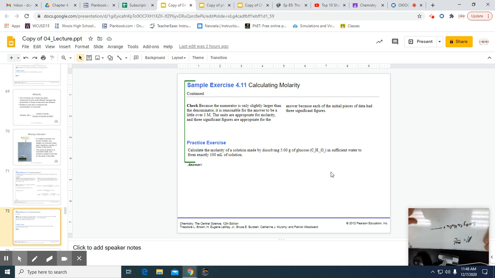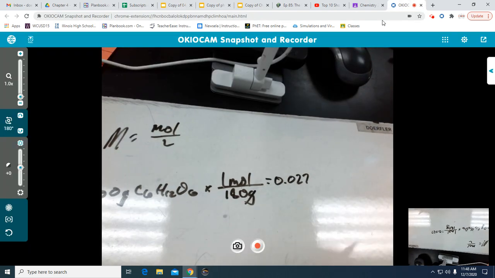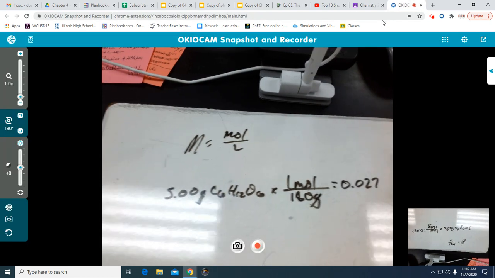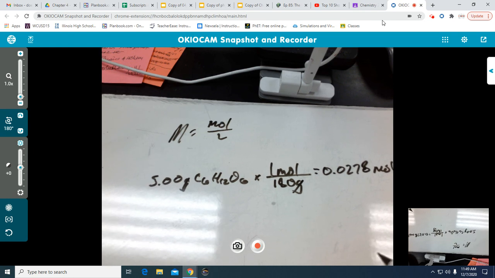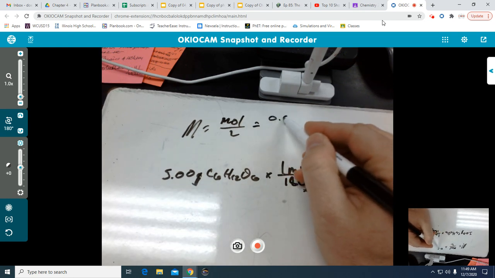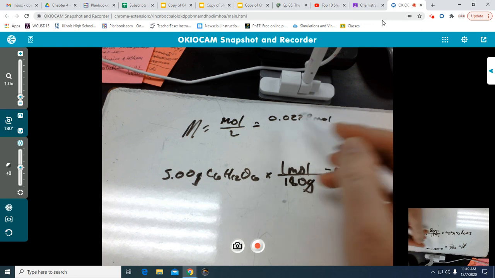And again, if you don't recall how to do this, look it up. We've done it numerous times, but the molar mass of glucose is 180 grams, and 1 mole on top. And so grams cancel out, and we are left with 0.0278 moles. Okay, so I'm just going to put that on top, 0.0278 moles.